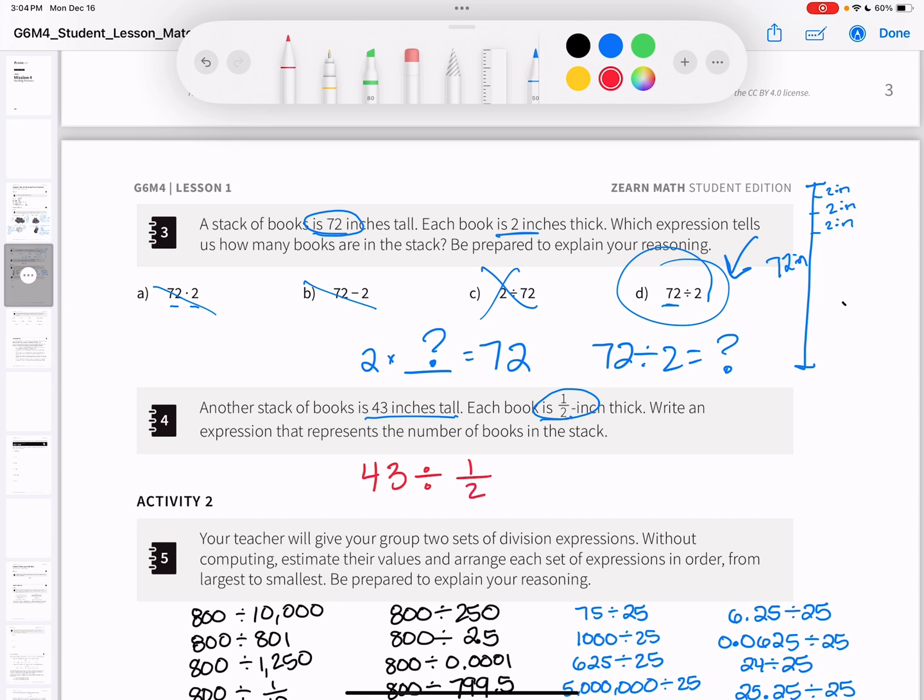And because it says it's an expression, that means we do not use an equals sign. We don't actually solve it. It's just wanting us to write the expression. So you don't do an equals sign and you won't have an answer.